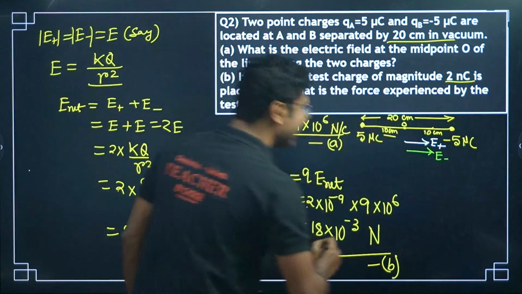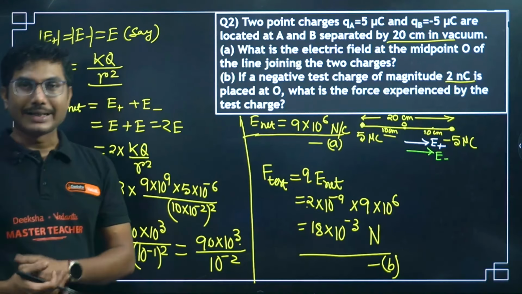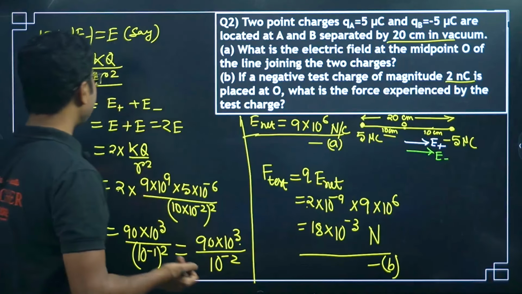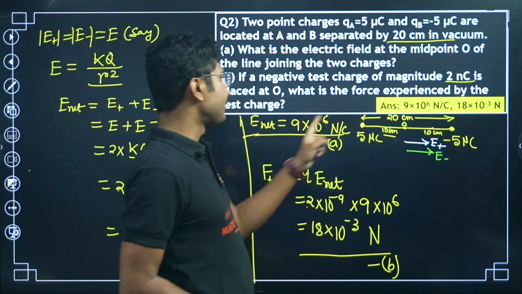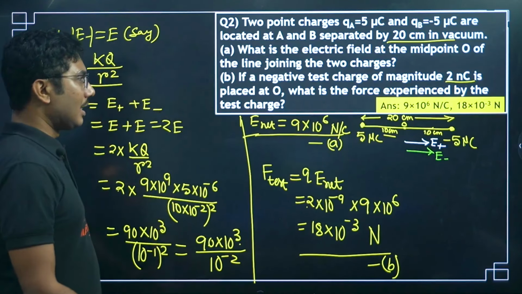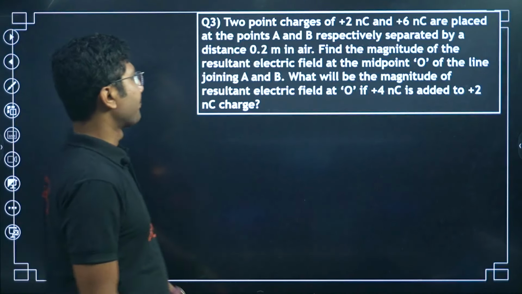So part B is very simple. If you make a mistake while calculating E net, then your force will be completely wrong, so your marks will be deducted. Now let's check the answer once. The answer is 9 into 10 to the power of 6 Newton per Coulomb and 18 into 10 to the power of minus 3 Newton. So both answers match. Now let's move on to the next question.